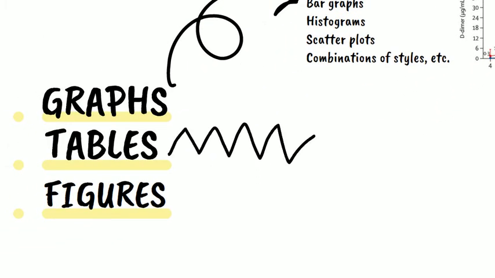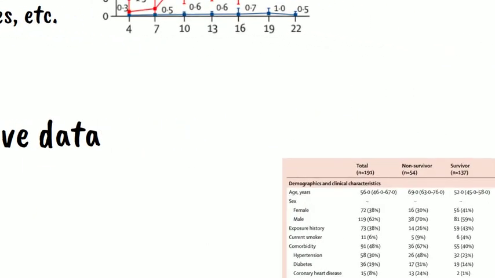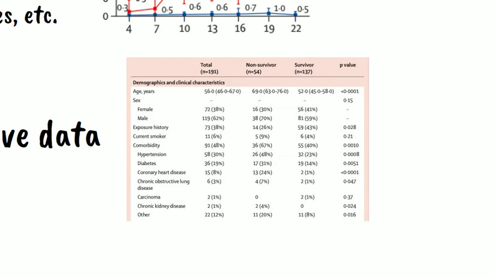Next, tables are commonly used to present quantitative data as they provide clear and organized presentation. The authors use it to compare the prevalence of different treatment options in COVID-19 survivors and non-survivors.